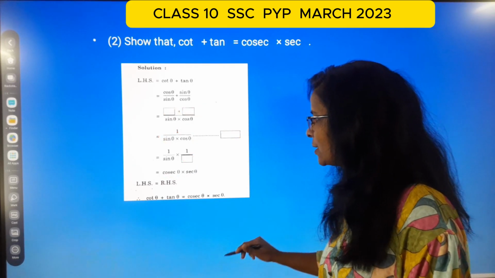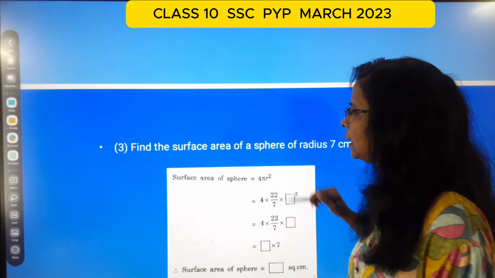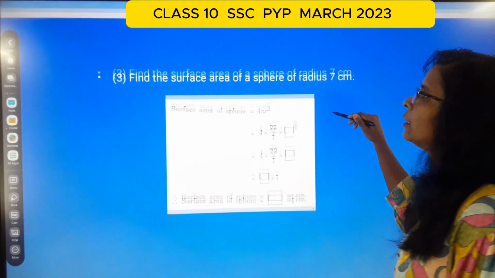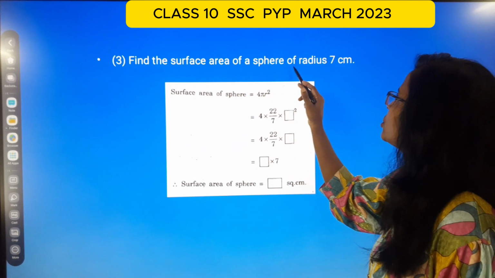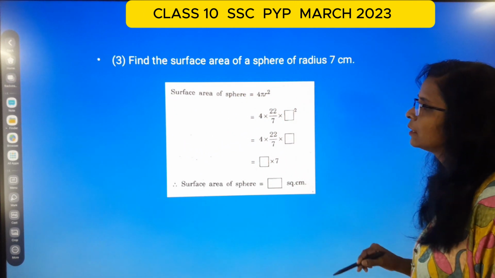Then the next example, which is also an activity. See: find the surface area of a sphere of radius 7 cm.